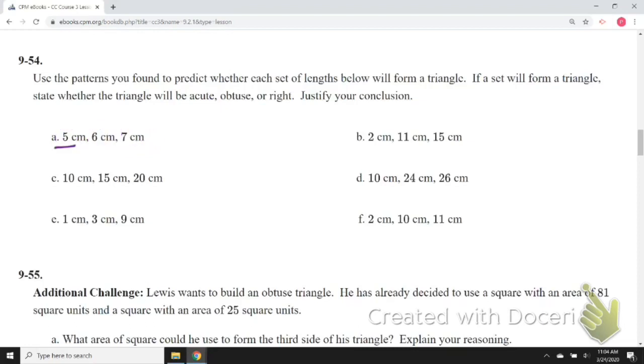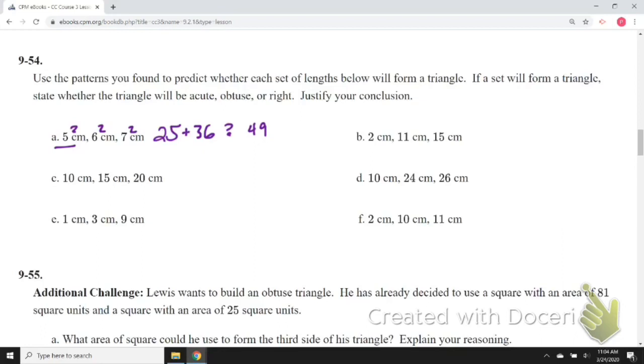Okay, 5 squared is going to be 25, plus 6 squared is going to be 36, and then 7 squared is going to be 49. Okay, so I'm going to add 25 plus 36, and I have to ask myself, is it greater than, less than, or equal to 49?